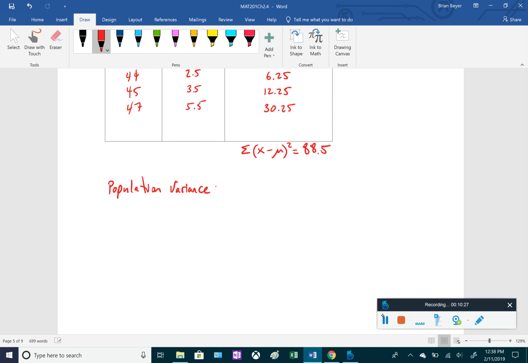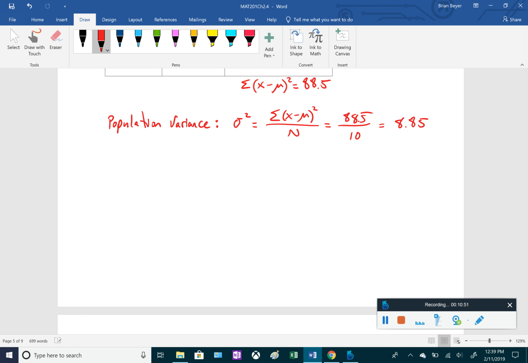The population variance, which we denote sigma squared, is going to equal that 88.5 number, the sum of all those squared deviations, divided by how many data entries there are. So it's 88.5 divided by 10. There are 10 data entries here, which gives us 8.85. So that's the population variance.